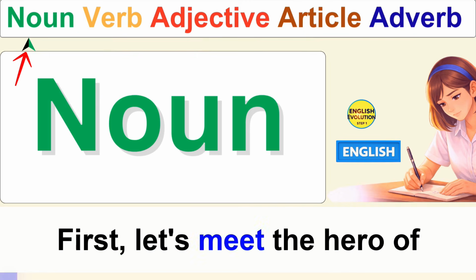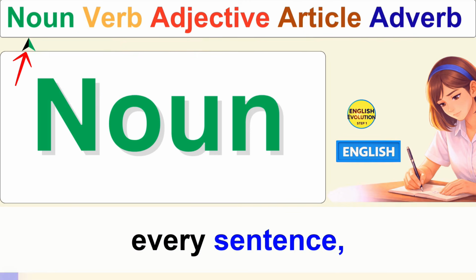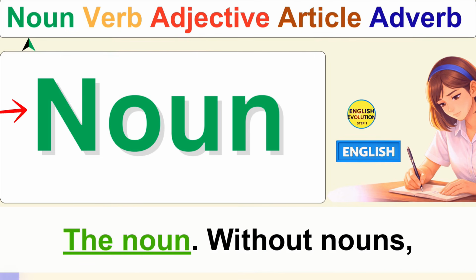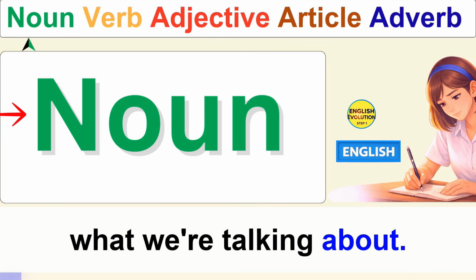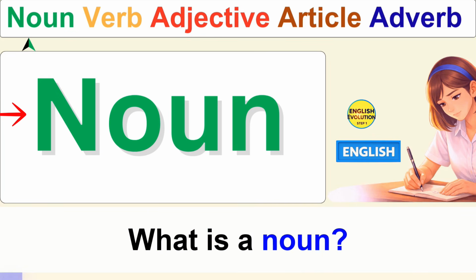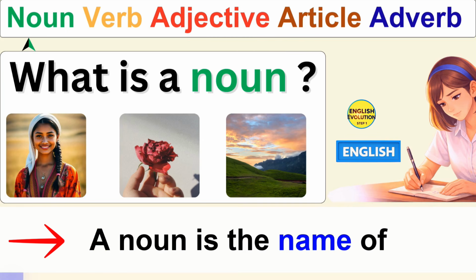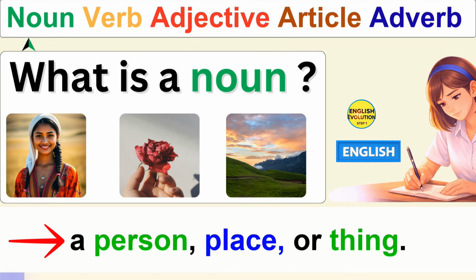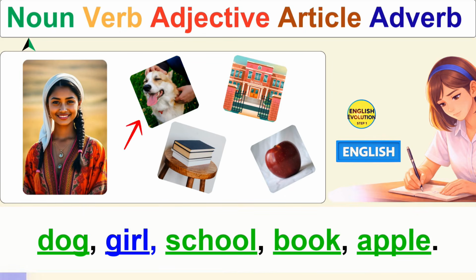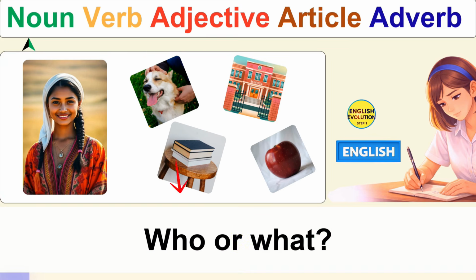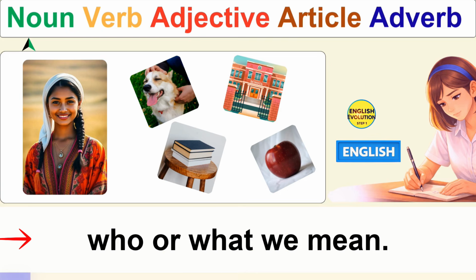First, let's meet the hero of every sentence, the noun. Without nouns, we wouldn't know who or what we're talking about. What is a noun? A noun is the name of a person, place, or thing. Examples: dog, girl, school, book, apple.